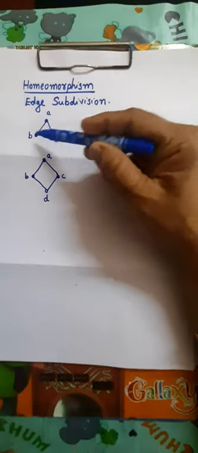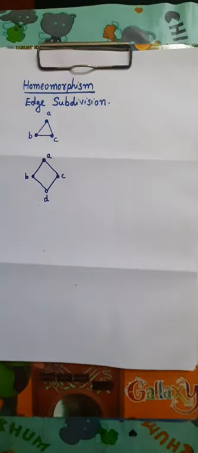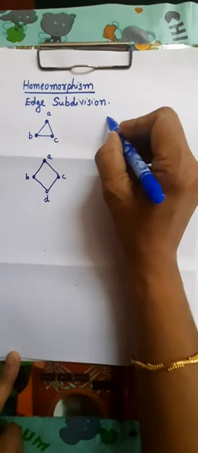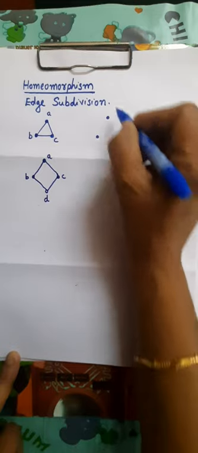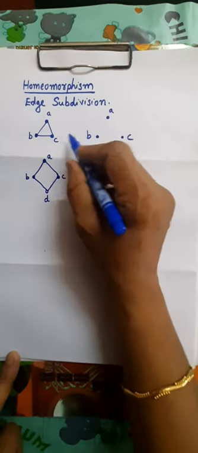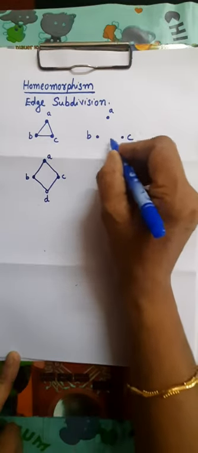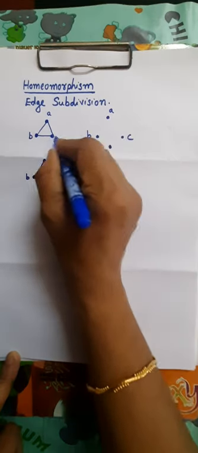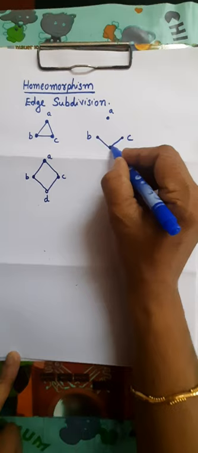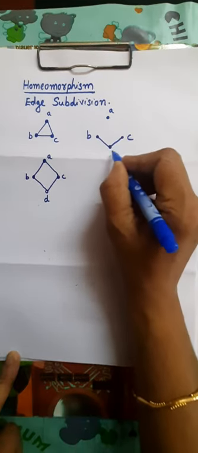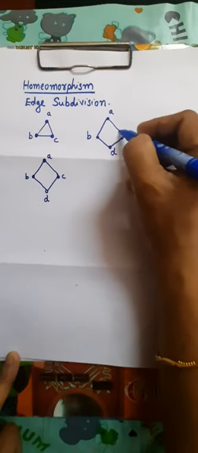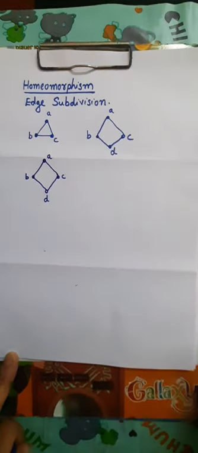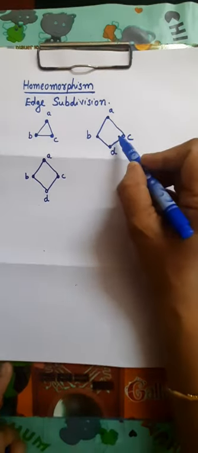Consider the triangle-shaped graph with the vertices A, B, C. We are going to subdivide the edge BC by introducing a new vertex in between this edge. That means delete the edge BC and add two edges to the newly given vertex D. So the edge BC is subdivided into edges BD and DC. This is an example of edge subdivision.